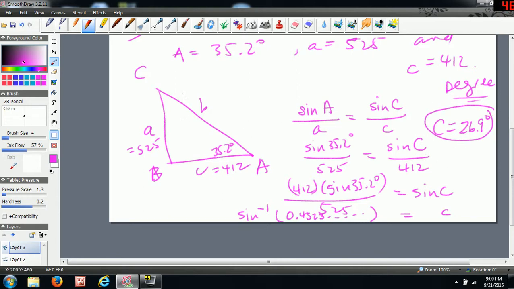So now that I have angle C and I know that it's 26.9 degrees, I can use those two angles to easily find angle B. Angle B is equal to 180 minus 35.2 minus 26.9 degrees. So the 180 rule, once you have two angles, always easy to solve the third angle. And when I do, I get 117.9 degrees for the third angle. And now the only thing I'm missing is side B.